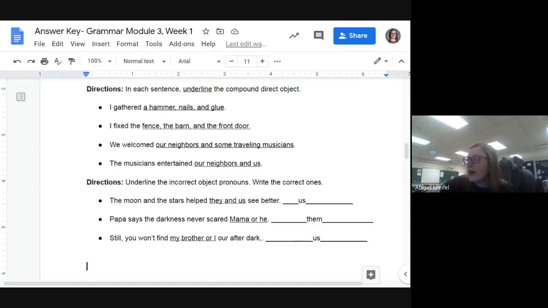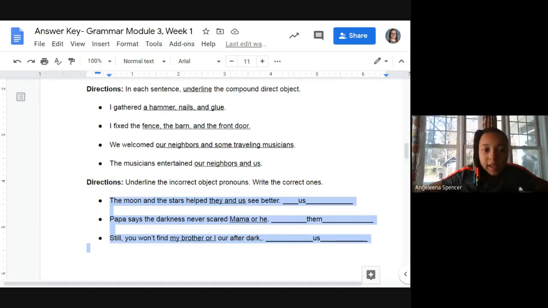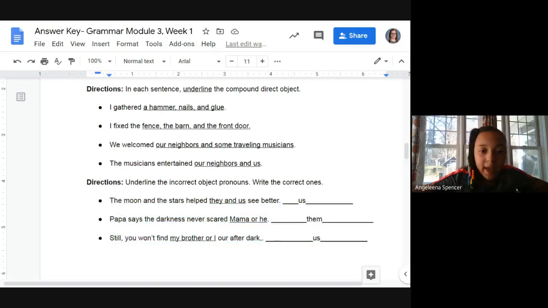Going once, going twice. I'm going to tell you guys, lots of you did not do this correctly at all. You just had to make the sentence make sense. Angelina, do you have a question? Yeah, for the last 3, underline the incorrect object pronouns, write the correct ones. For those, I don't know.